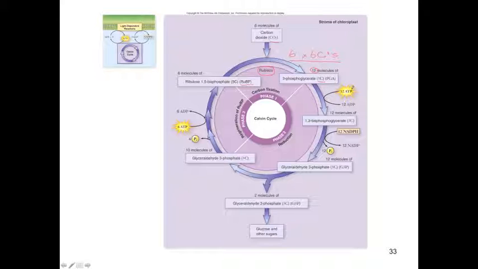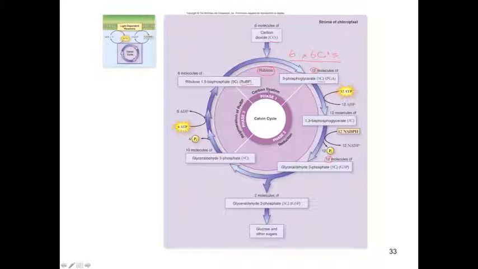Then we have reduction, where 12 ATP are added, 12 NADPHs, which are carrying electrons and hydrogens, and thus 3-phosphoglycerate is transformed into glyceraldehyde 3-phosphate. It's a much higher energy molecule. But again, we have 12 molecules. We've got 12 3-carbon molecules. So we're tracking all the carbons here.